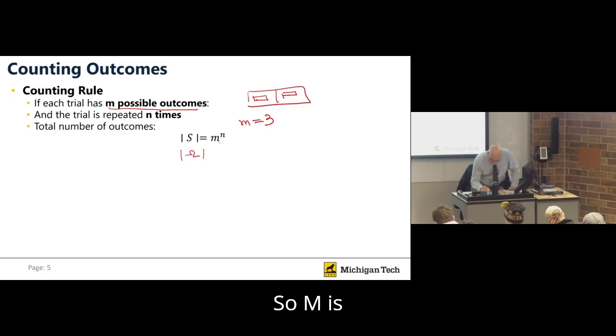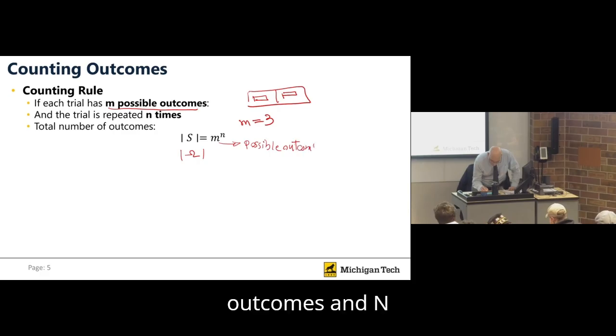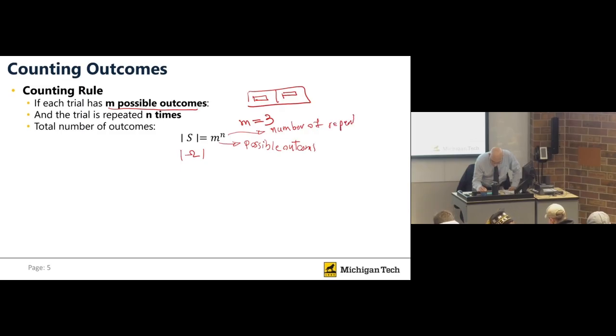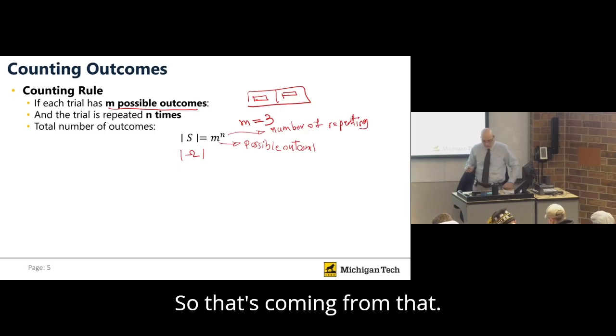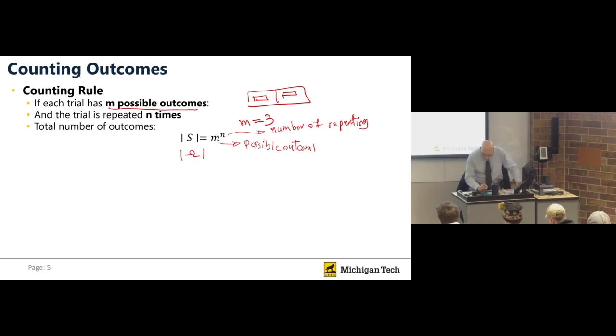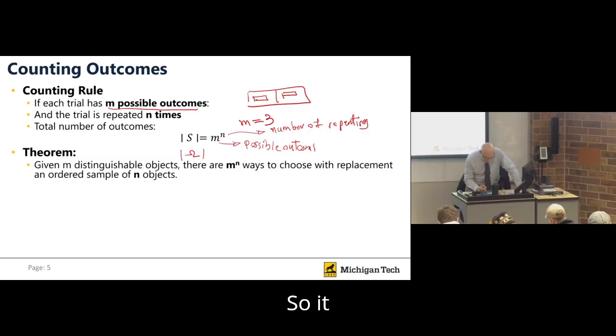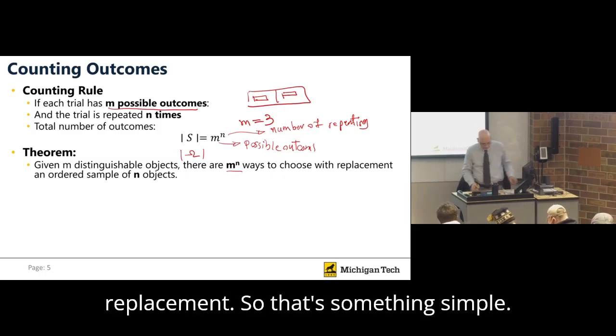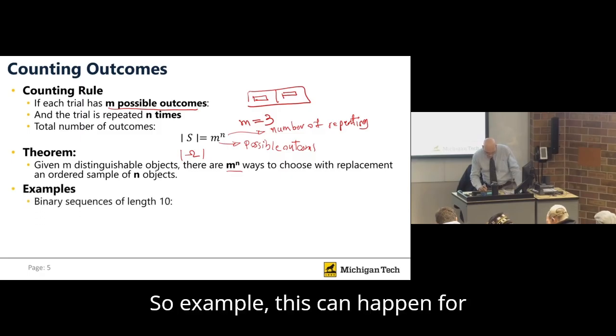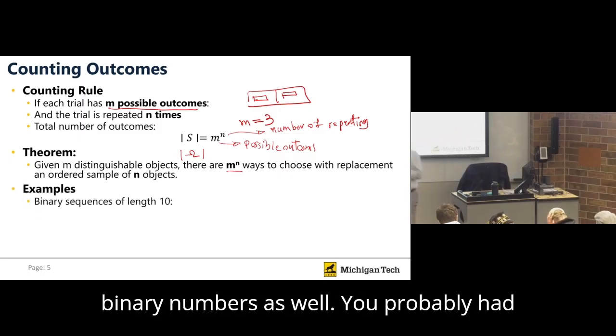So m is the number of possible outcomes, and n is the number of repetitions. Okay, so that's coming from that. So the theorem means we have m to the power n ways to choose with replacement. So that's something simple. For example, this can happen for binary numbers as well.